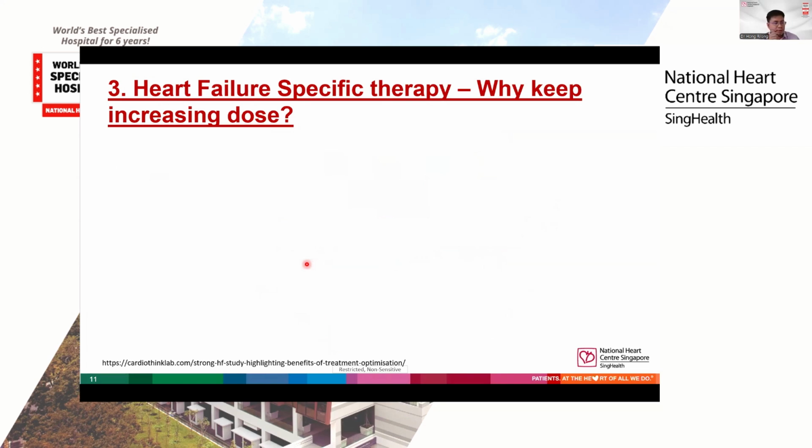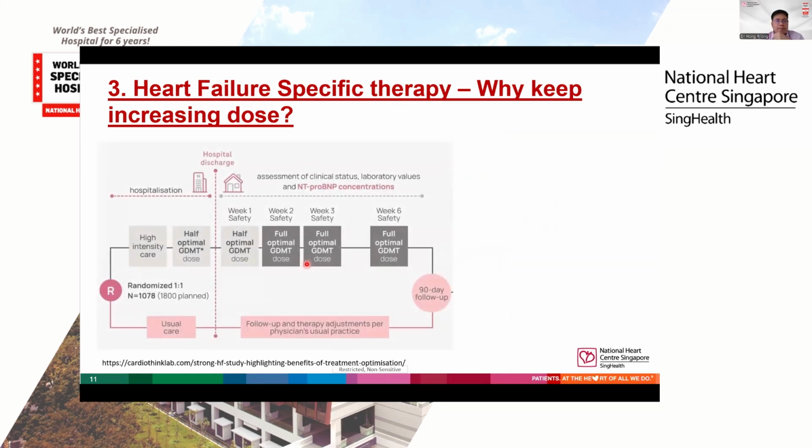Okay, the next question that most people have in their mind is, I'm already on medication. How come every time I see my heart failure doctor, they keep increasing my dose of medications? Well, the reason for this is, even if you feel well, we know from our studies, such as this recent study called the STRONG-HF study, that patients who were put into the arm where they rapidly increased the 4 medications that we mentioned, we know this as GDMT or goal-directed medical therapy.